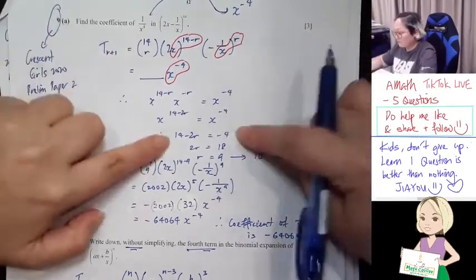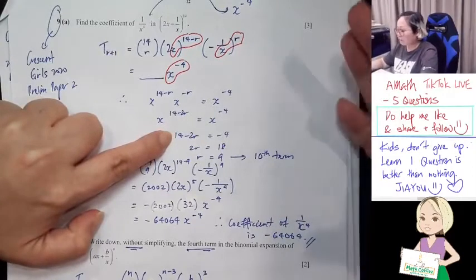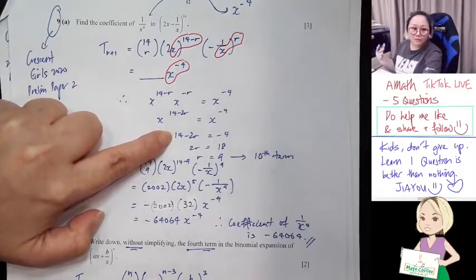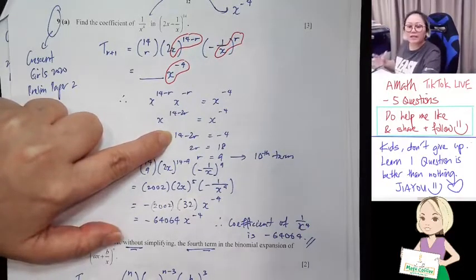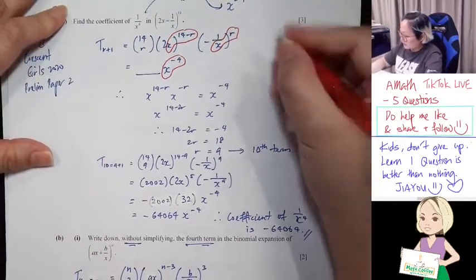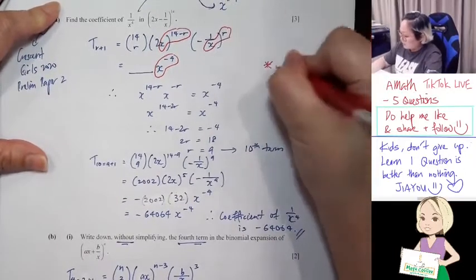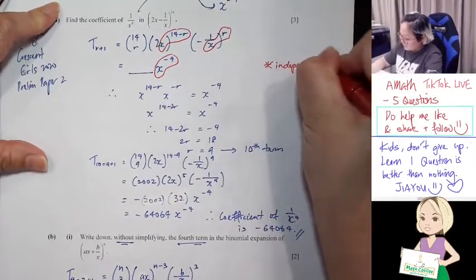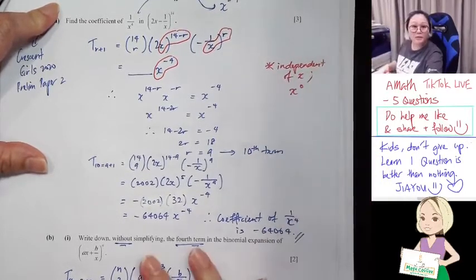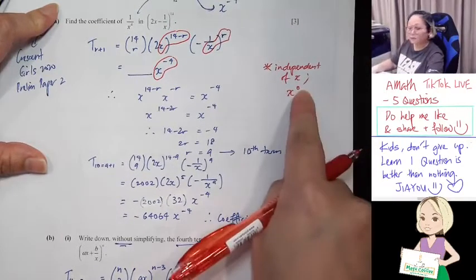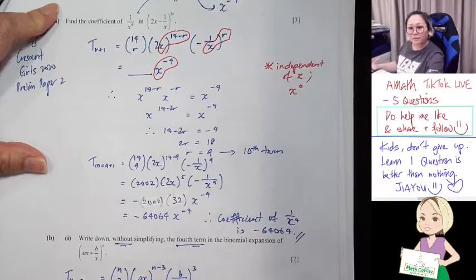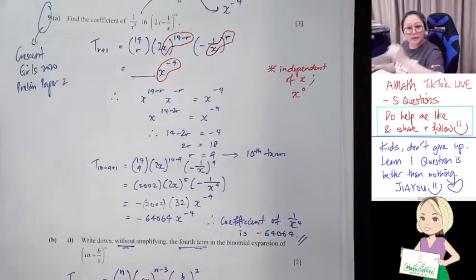Why? Because you see this 14 minus 2r, right? If I want to find x to the power of minus 6, I just take it equals to negative 6. If I want to find independent of x, independent of x means the power is 0. You understand? So I put a star here to state that if they mention independent of x, it means x to the power of 0. Take note, kids. Okay, let's move on.